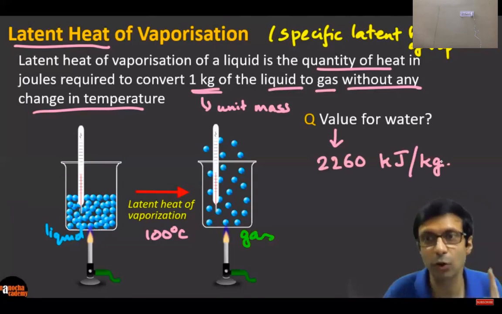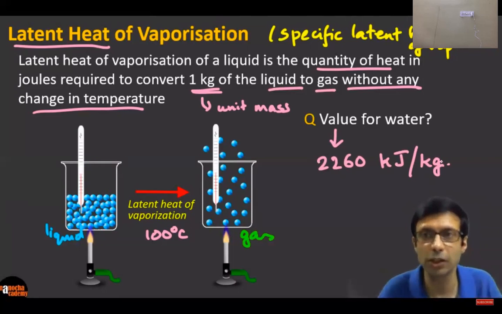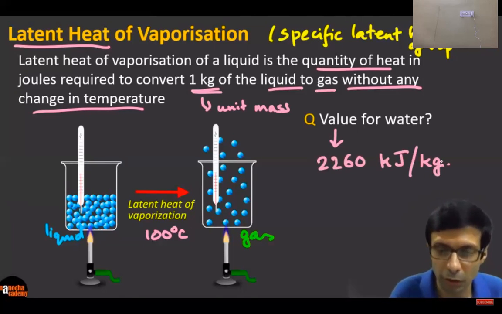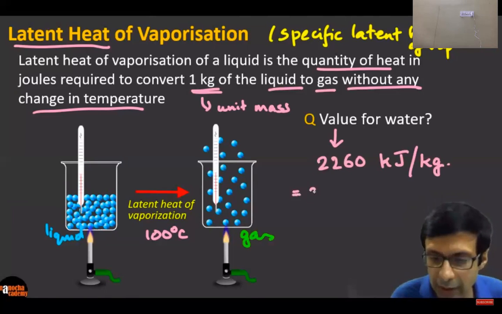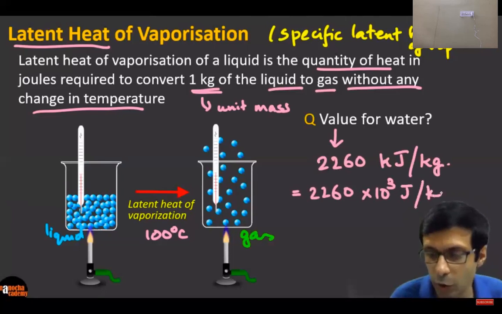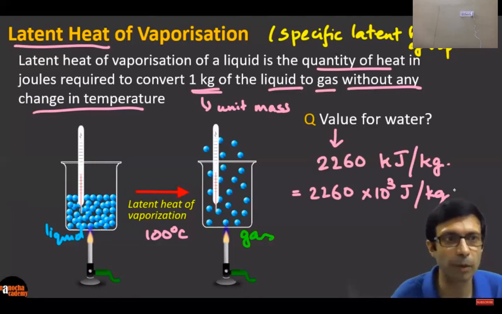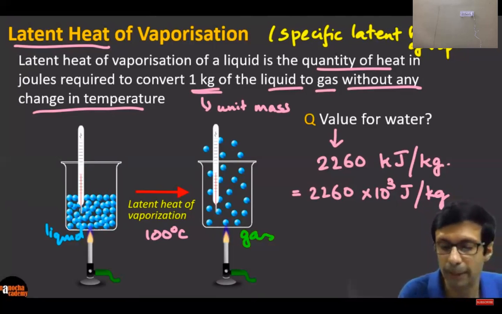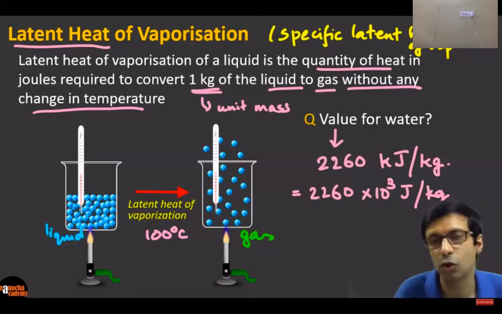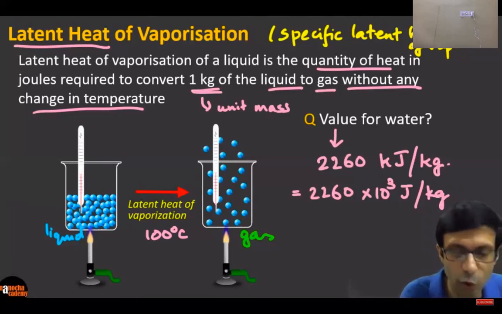Why do we say per kg? Because we are taking 1 kg. So obviously if you take 2 kgs, you need to multiply this value by 2. So the unit is kilojoule per kg, or you can write it as 2260 into 10 to the power 3 joule per kg. Kilojoule is 1000 joules. So you need to remember this value. In some books you might find a slightly different value, but this is the rough average value for changing water from liquid to gas, and this is the amount of energy that's needed. So it's useful to know this value.